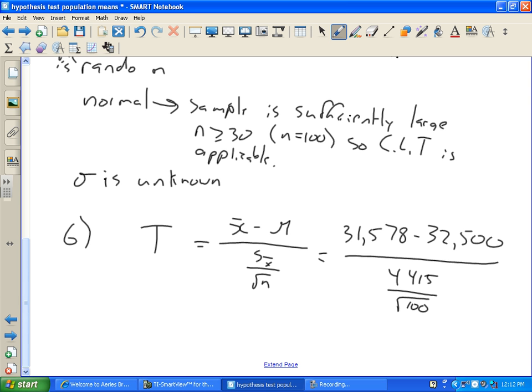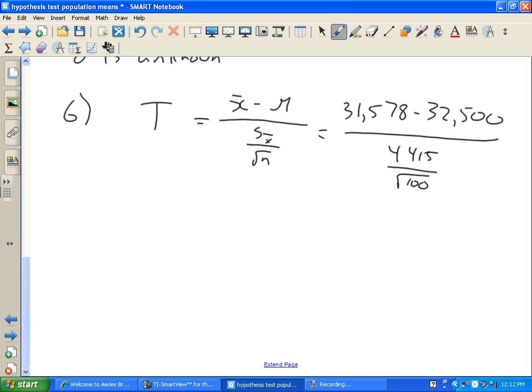Again, we should see a lot of similarity between our proportions and our t's. Just a different statistic. The same 8 steps. And you can crunch that, I believe, comes to negative 2.08. Are we getting negative 2.08 for that?